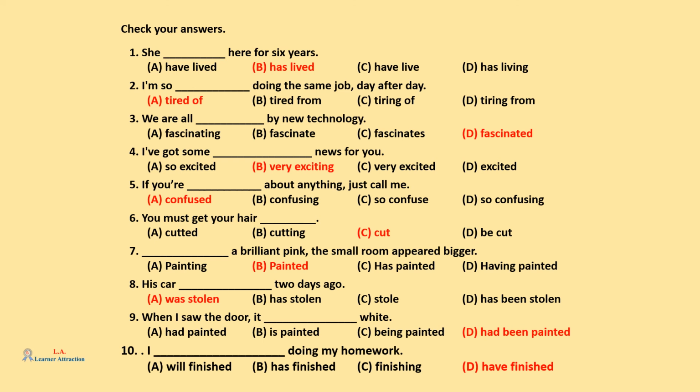Number 8. A. Was stolen. His car was stolen 2 days ago. Number 9. D. Had been painted. When I saw the door, it had been painted white. Number 10. D. Have finished. I have finished doing my homework.